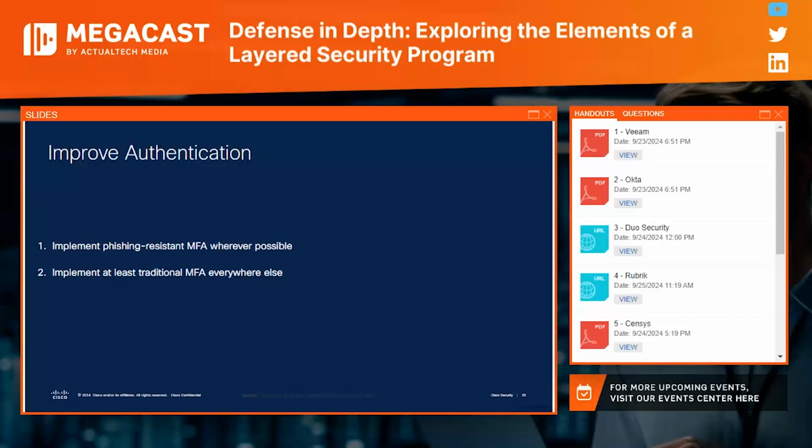So what are some ways we can improve authentication? Well, one is implement phishing resistant MFA wherever possible. And two is implement at least traditional MFA everywhere else.